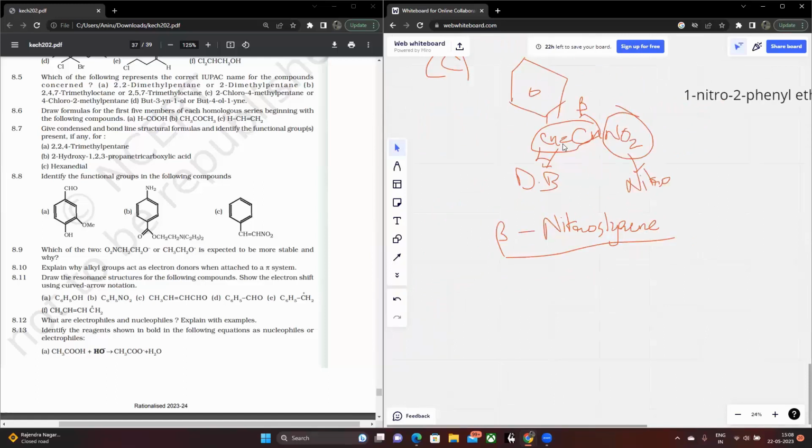Styrene is basically phenyl CH2 without the nitro group attached. Styrene is important in polymerization. You'll learn that in your polymers lesson. That's in 12th, right?